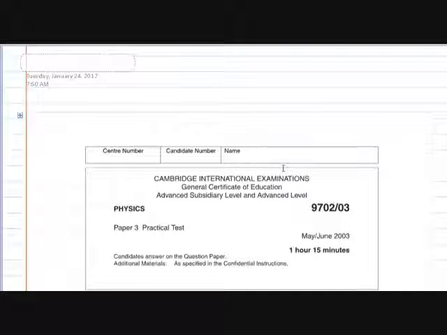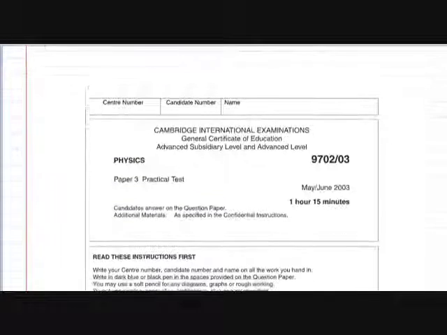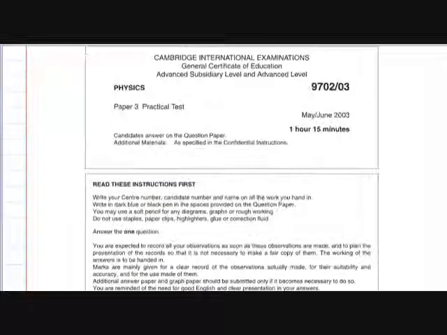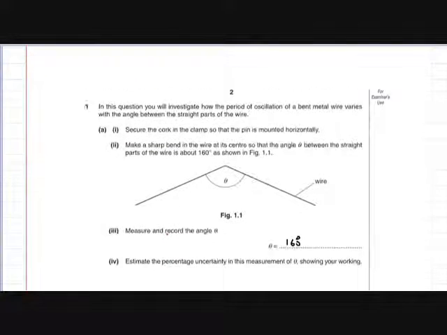This is our June 2003 paper. This was the case when the practical papers were only 1 hour and 15 minutes. But nowadays, there are two questions, and the time is 2 hours. So one question is for 1 hour, but still these practicals can do a lot. Now let us see what he says in this question.